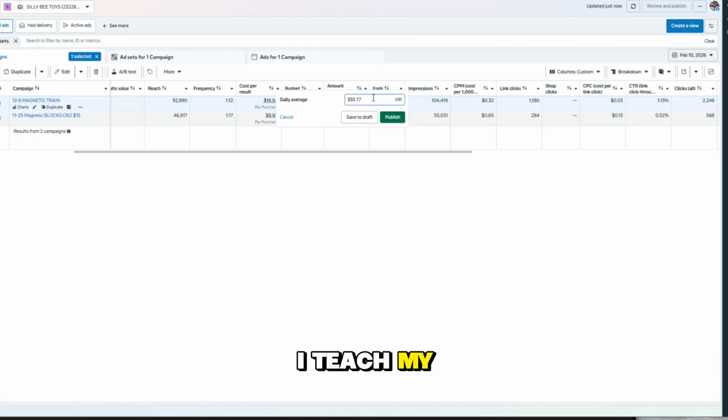And what I teach my students is to note the last time that they increased their budget. So if we go up to $40, I always put today's date. So today's date is the 12th. So you would go up $5 or $10, and then you would put the date so you know the last time you edited the budget. And we always recommend that you edit the budget at least every 3 to 4 days. You don't want to be increasing your budget every single day.